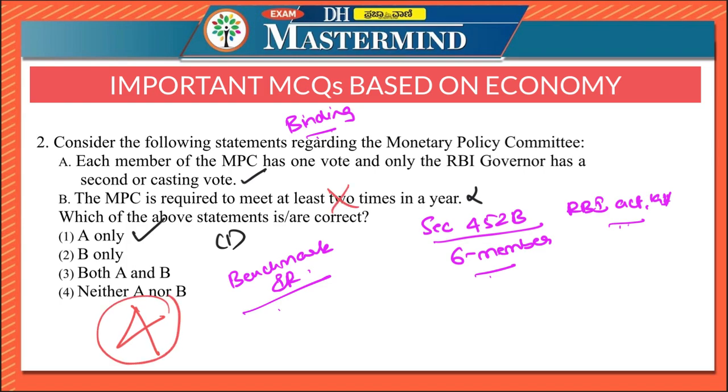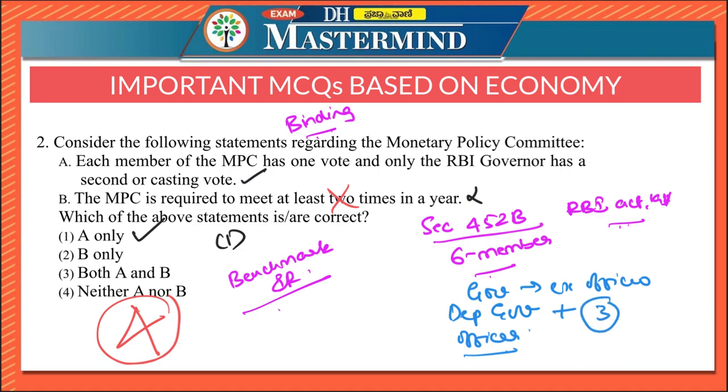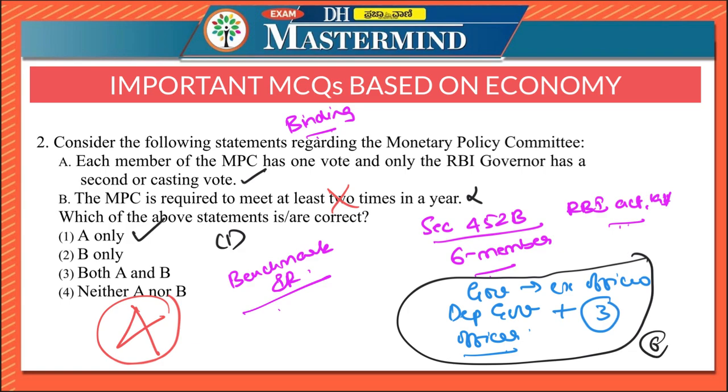The Monetary Policy Committee consists of 6 members, as I've already told you. It consists of the RBI governor as ex officio chairperson, the deputy governor of RBI in charge of monetary policy, and an officer of the bank to be nominated by the central board. With these 3 members, there will be 3 persons appointed by the central government. Therefore totally there will be 6 members, and the RBI governor will chair the committee.